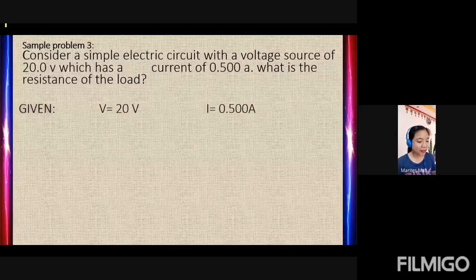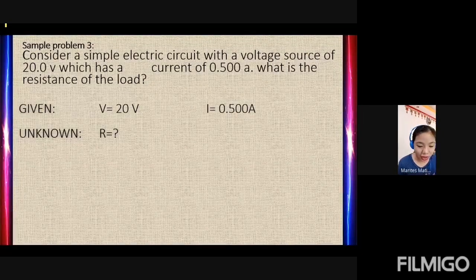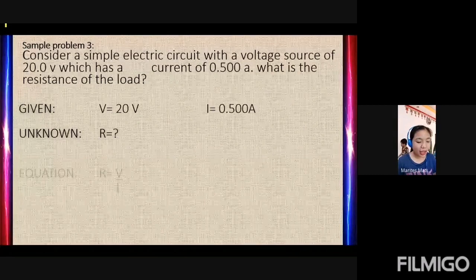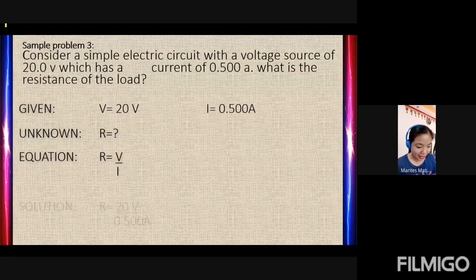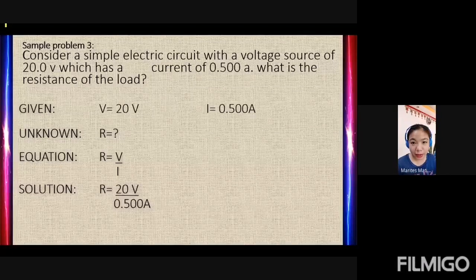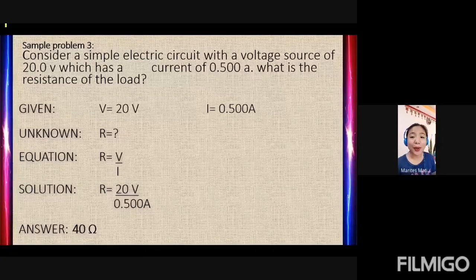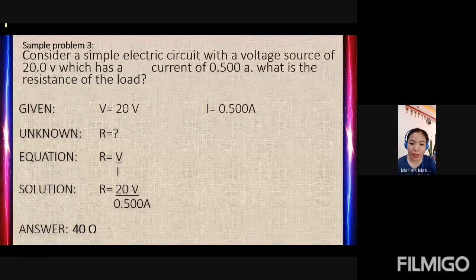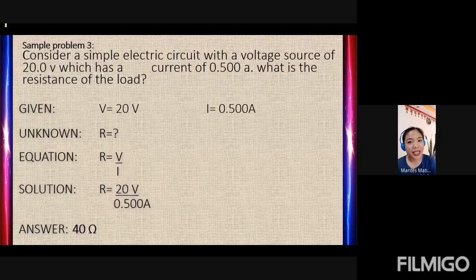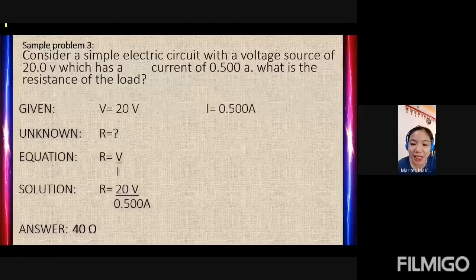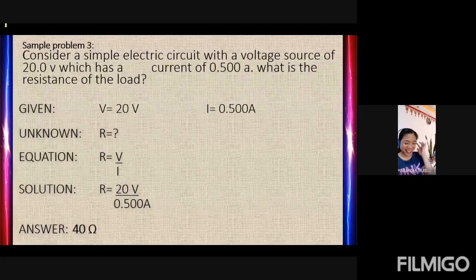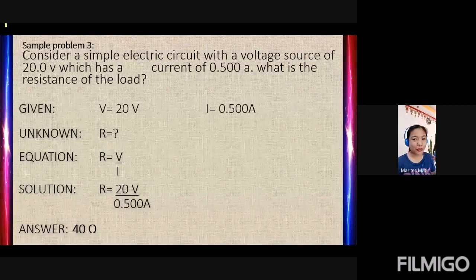Okay, time is up. So we have the given V, 20, and I, 0.500. Unknown, R. Equation for R is V divided by I. Okay, so 20 volts divided by 0.500 ampere. So we have 40 ohms. Correct. Diba? Okay, so that is how we compute for current, voltage, and resistance. Madali lang o mas madali? Pinakamadali.